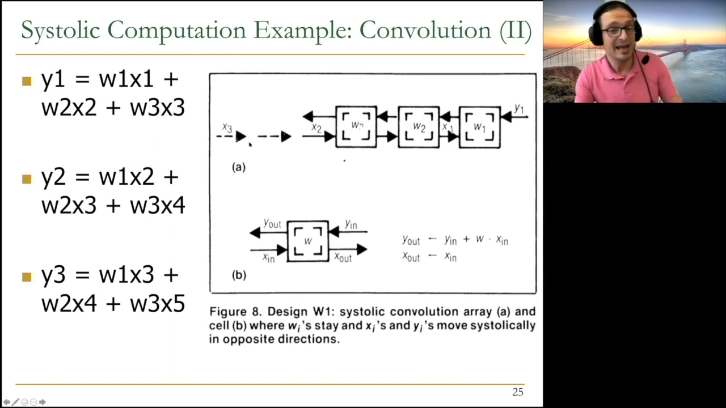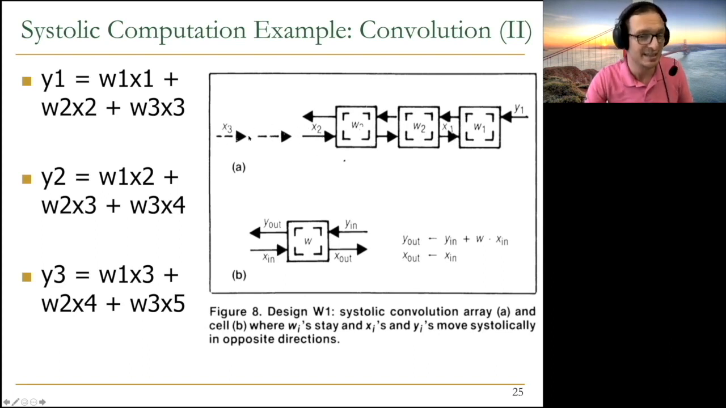So how does it happen? You need to orchestrate the data flow nicely. You can see that X1 is sent first. There's a bubble, and then X2 is sent, and then there's a bubble, and then X3 is sent. So basically, every other cycle, you send an input X element into this systolic array.